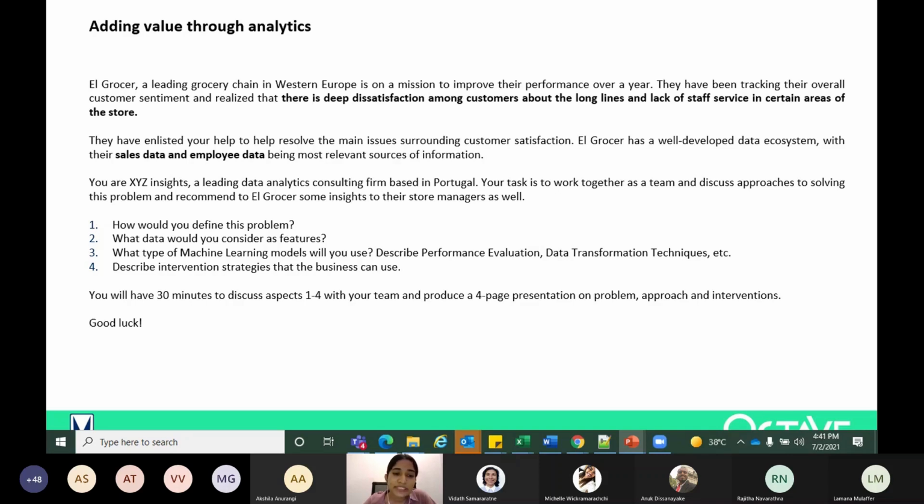And then what type of machine learning models will you use? Like I mentioned, we're expecting an advanced analytics solution. So we're expecting that you would use a machine learning model. And if so, when you are using a machine learning model, you also have to mention what sort of performance metrics you would be using to evaluate your models. And also, describe intervention strategies that the business can use.